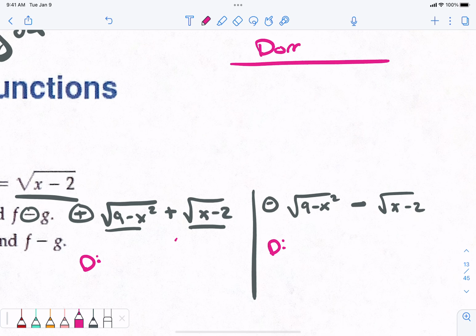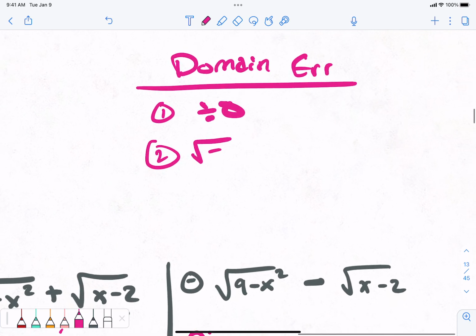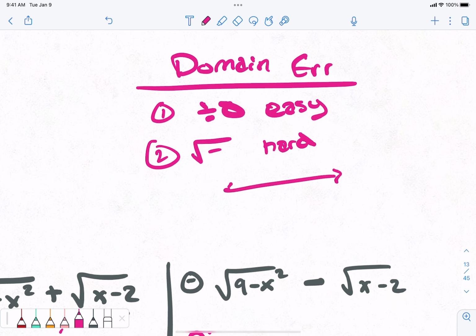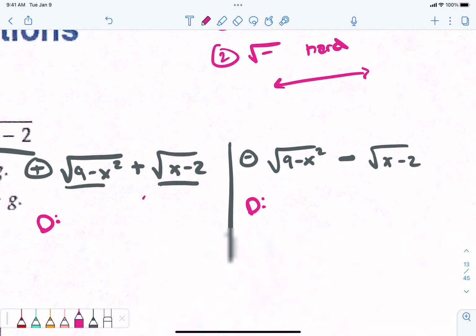Two things mess up domain. Dividing by 0, which is not involved here, and a negative inside the square root. Which one is the easy one out of those two? Dividing by 0. This is the easy one. The negative inside a square root is a little bit harder because we usually have to use a number line in order to figure out what x can and cannot be.